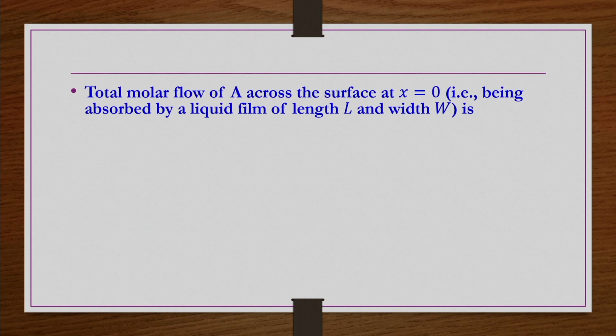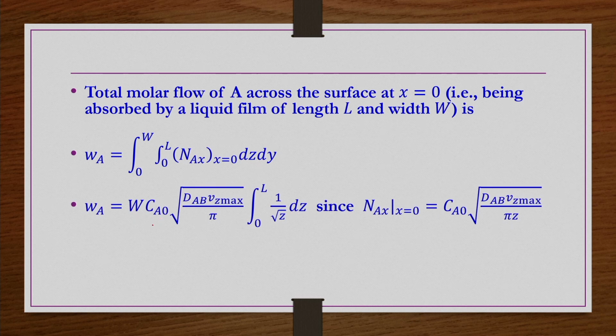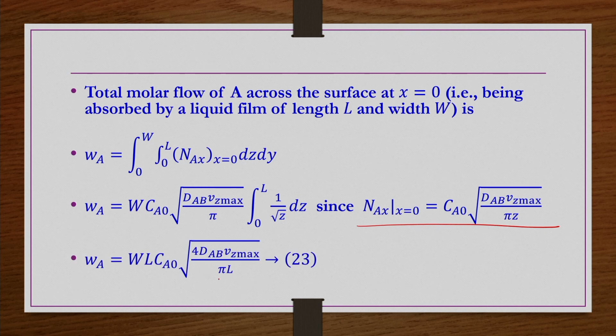Now, if you want to find the mass rate, you have Wa equal to integral 0 to W, 0 to L of Nax at x equal to 0 dz dy. So, that is W Ca naught square root of dAb Vz max by pi, integral of 0 to L of 1 by square root of z dz, because Nax at x equal to 0 is nothing but this one. Now, the integration of dz by square root of z gives you a simplified expression, this one here, after substituting limits.